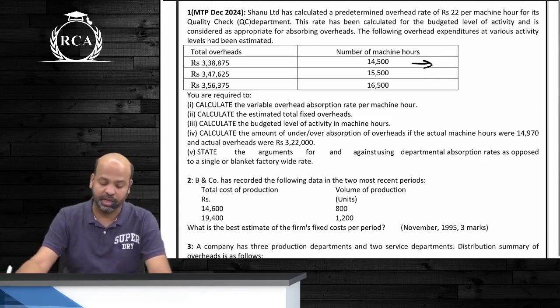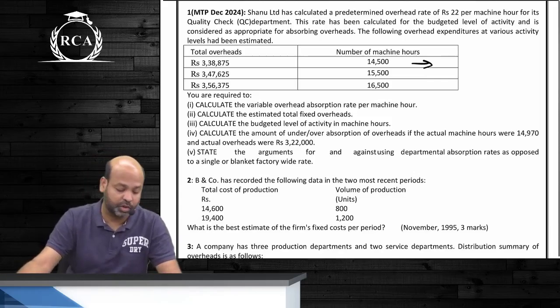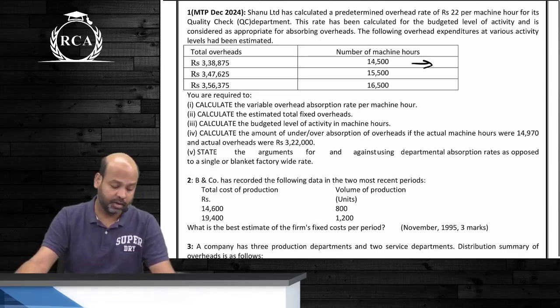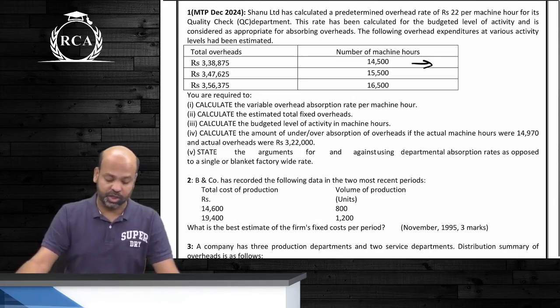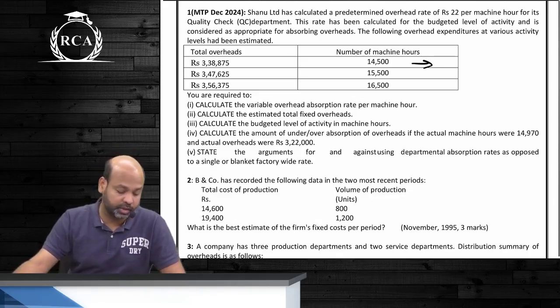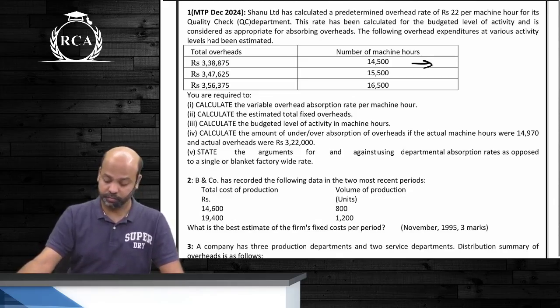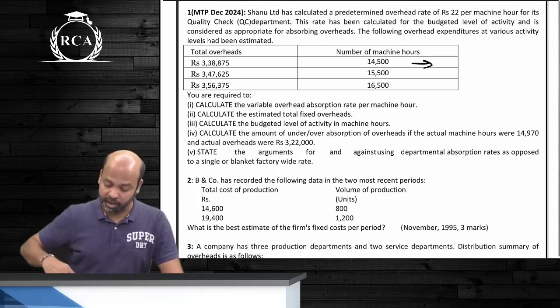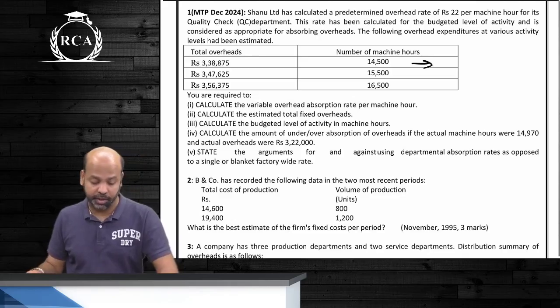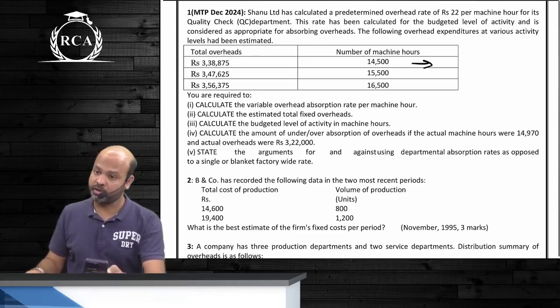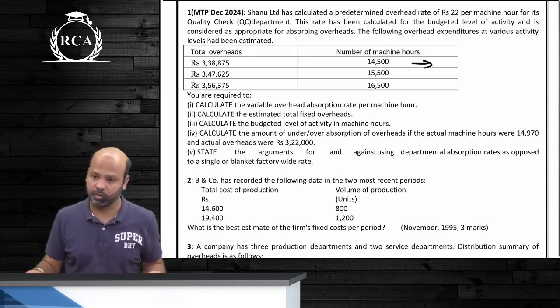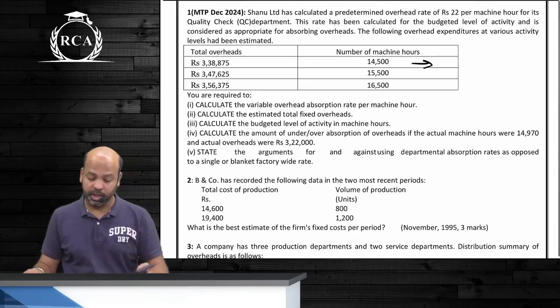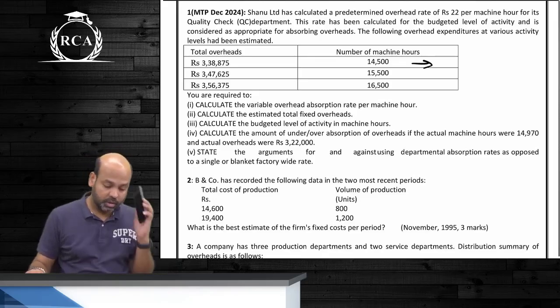Now fourth bit. Calculate the amount of under or over absorption of overheads. If the actual machine hours were 14,970 and the actual amount of overheads were 3,22,000. So you will write 14,970 multiplied by 22 rupees per hour. Let's not forget that the budgeted rate beta is 22. Okay beta, start writing the answer to the first bit.